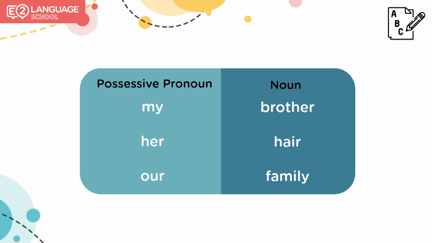Now, we can also add an adjective in between the pronoun and the noun. So you could say, my big brother, her long hair, our wonderful family.